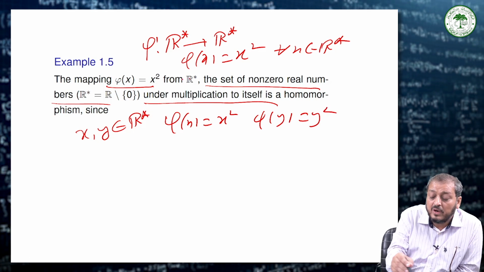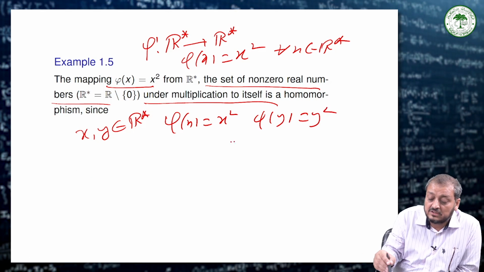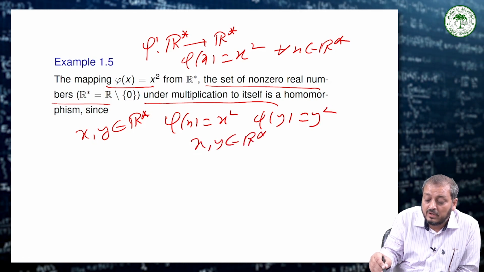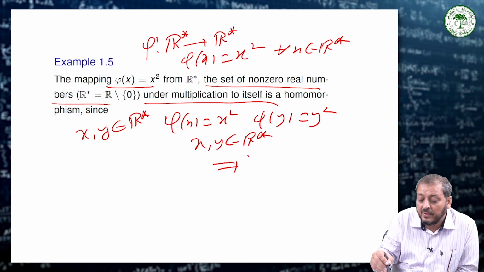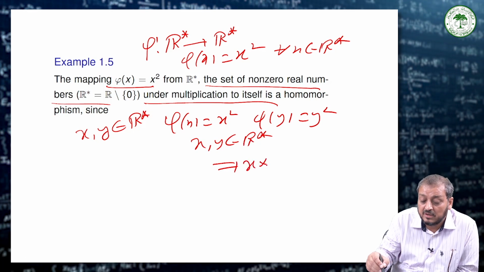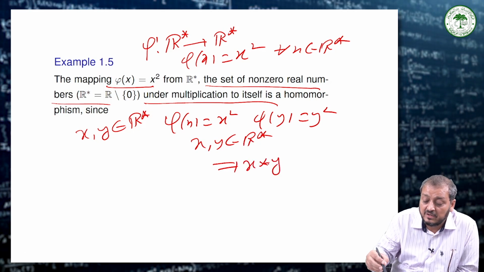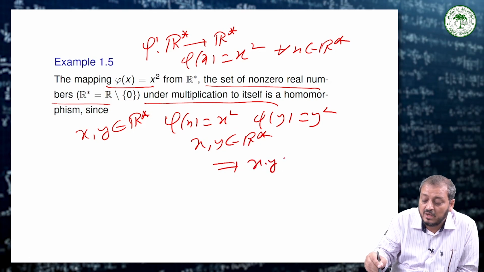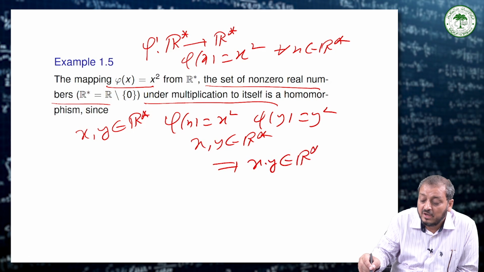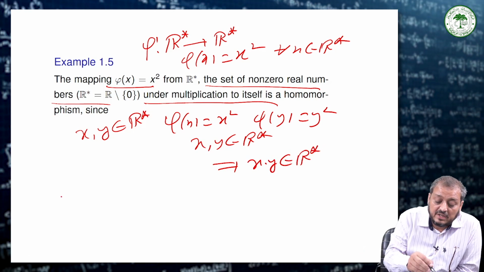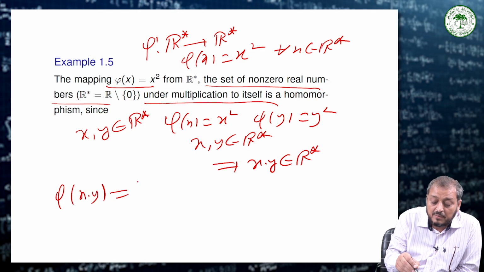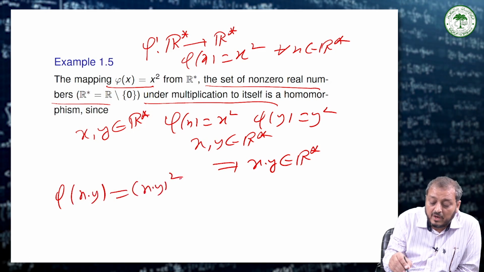Now if you have to check this: if x and y are elements of the non-zero real numbers, then clearly the composition is multiplication. So we can say that x into y is also an element of the non-zero real numbers, and then we have to say that f of x into y is the same as a (x into y) whole square.